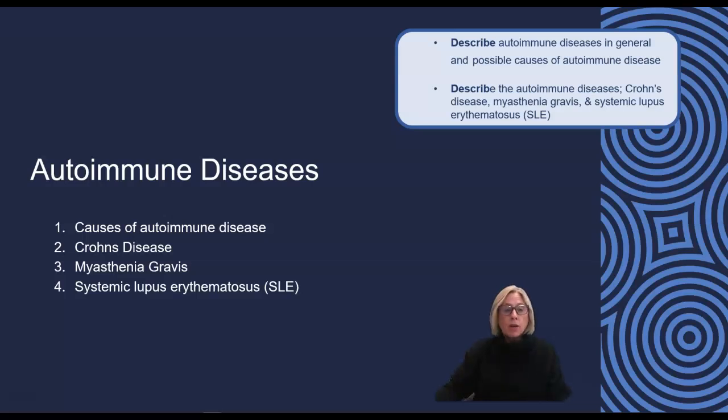Welcome back, everyone. We're now going to move on and have a look at autoimmune disease. We're going to start by looking at the causes of autoimmune disease in general, and then we'll focus a little bit more closely on three different autoimmune disorders. So Crohn's disease, myasthenia gravis, and systemic lupus erythematosus, or SLE, or more commonly just known as lupus.